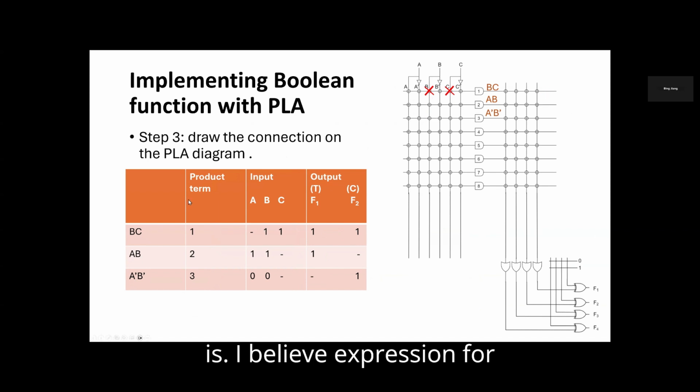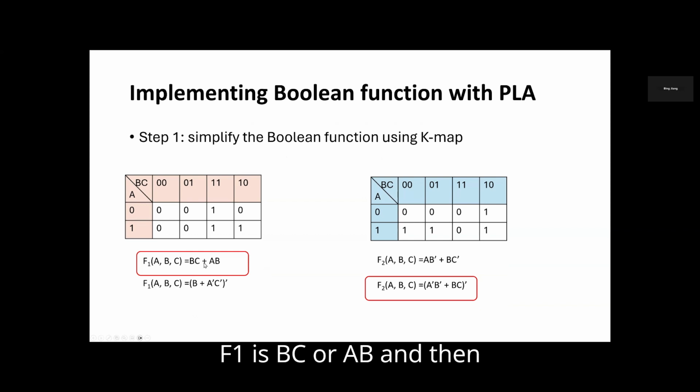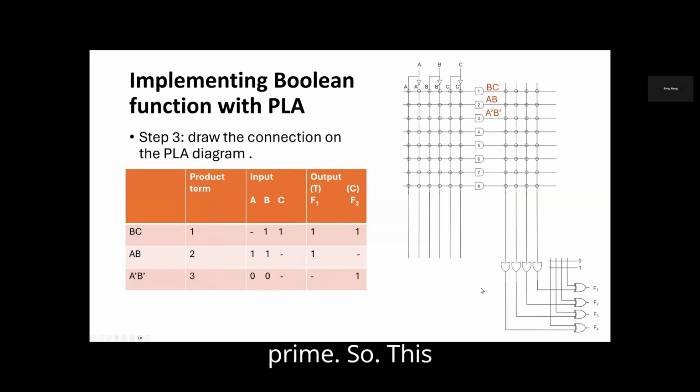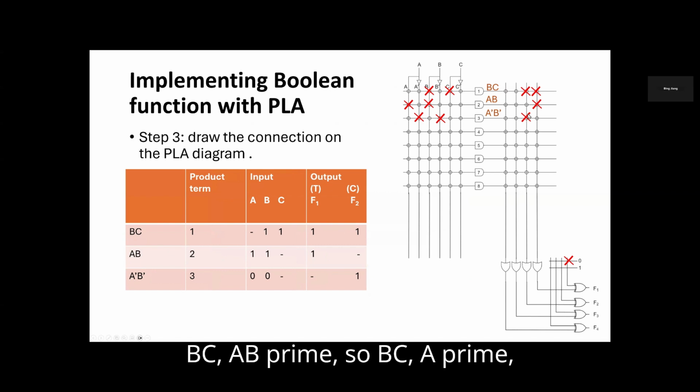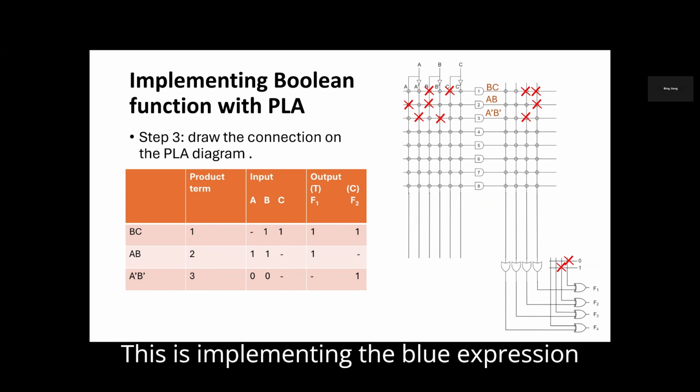My Boolean expression for F1 is BC or AB, and then F2 is A prime B prime or BC prime. So this is BC, AB. F1 is its true form, so we XOR 0 with it, and then F2 is BC, A prime B prime, and it's the complement form, so we are XORing 1 with it. This is implementing the Boolean expression with PLA.